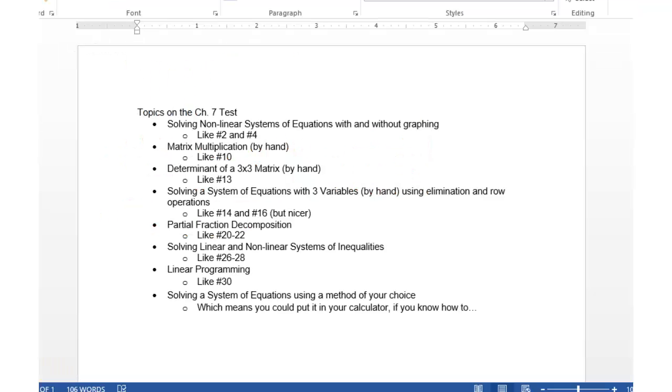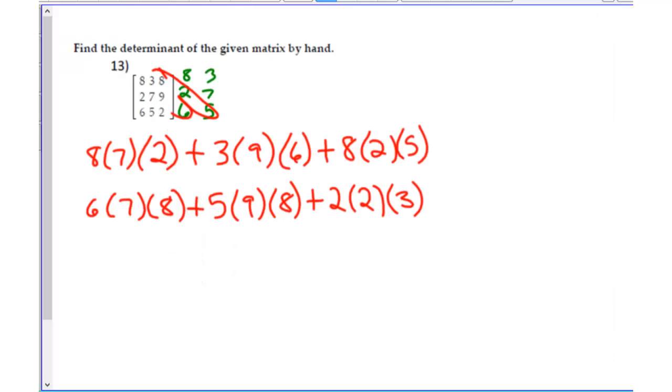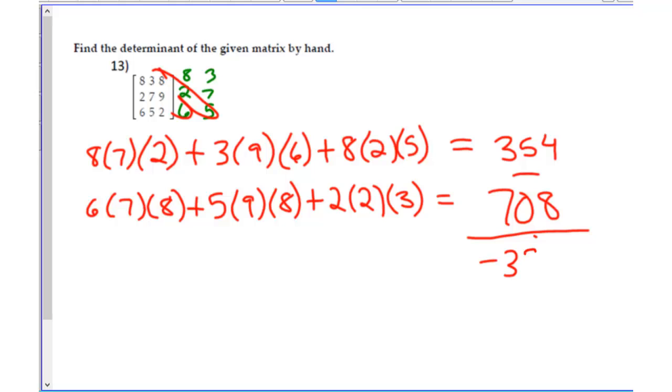And you find these two numbers and then you subtract them. So the first one gives you like 354, and the second one gives you 708. It gives you 708, and then we subtract them. Okay, because that's what you do with this process. You take the diagonals one way, you subtract the diagonals going the other way. So you get negative 354.